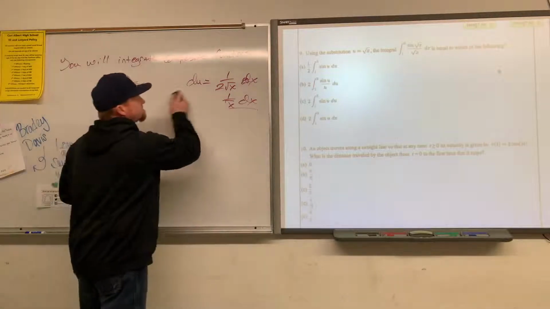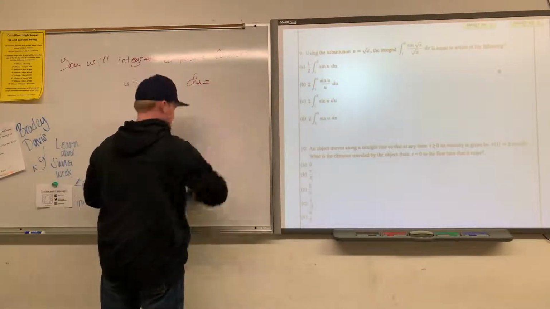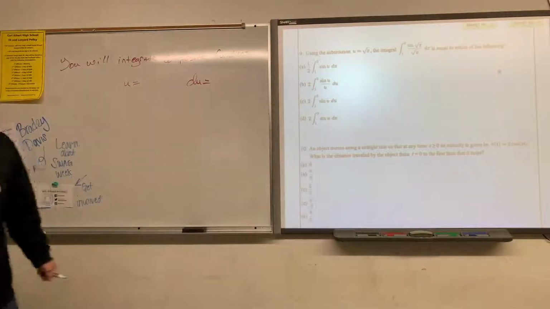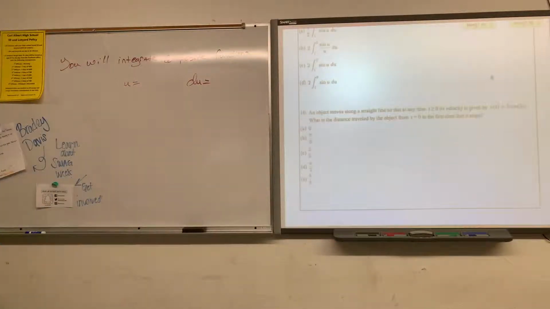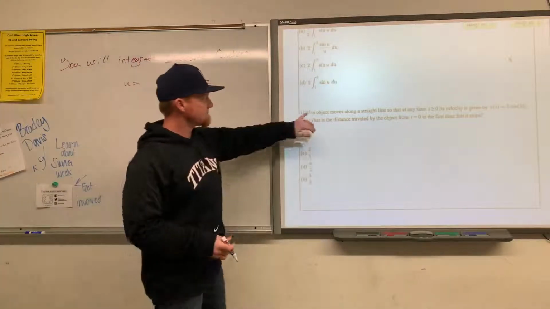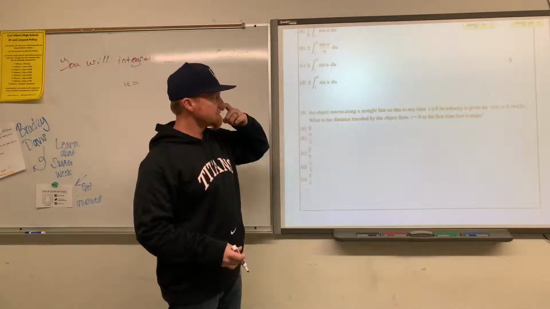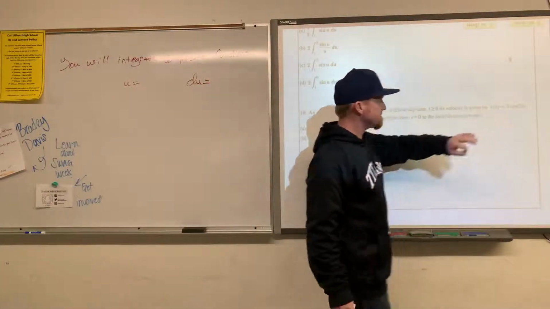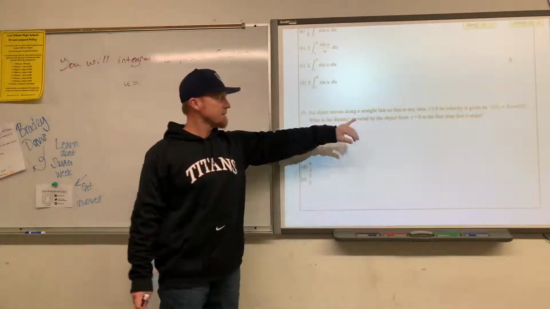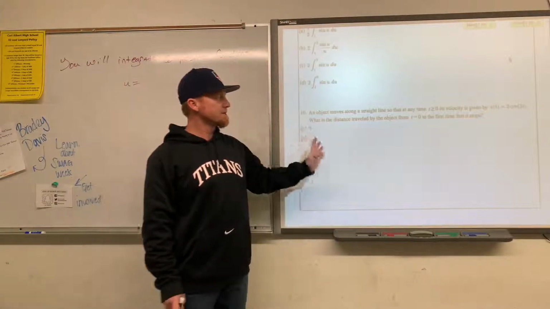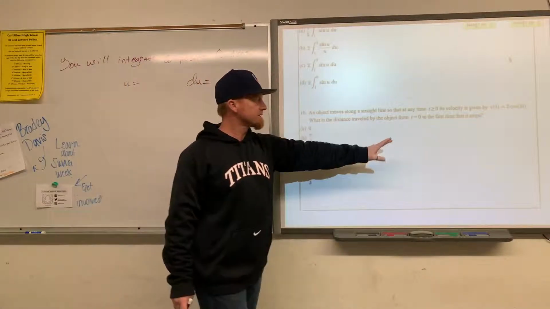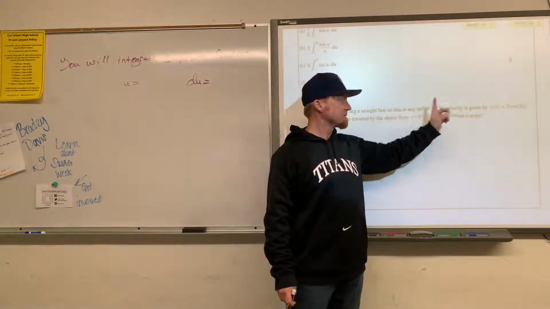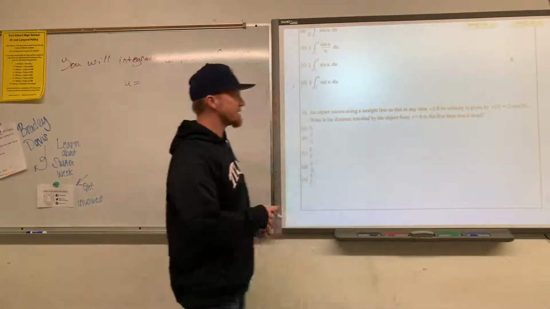All right, last problem. It says an object moving along a straight line so that at any time t greater than or equal to 0, its velocity is given by v of t. What's the distance traveled by the object from t equals 0 till the first time it stops? Okay, so from t equals 0 to where it stops.